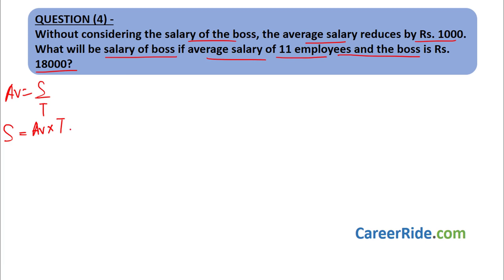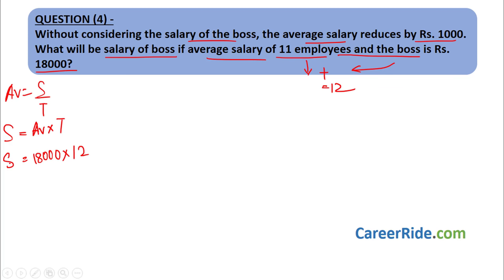Now we know how many people are there. What they have given in the second sentence is that the average salary of 11 employees and the boss is rupees 18,000. So 18,000 is the average. Now how many people are there? 11 employees plus the boss, so that would be 12 people. So the average for 12 people is 18,000.